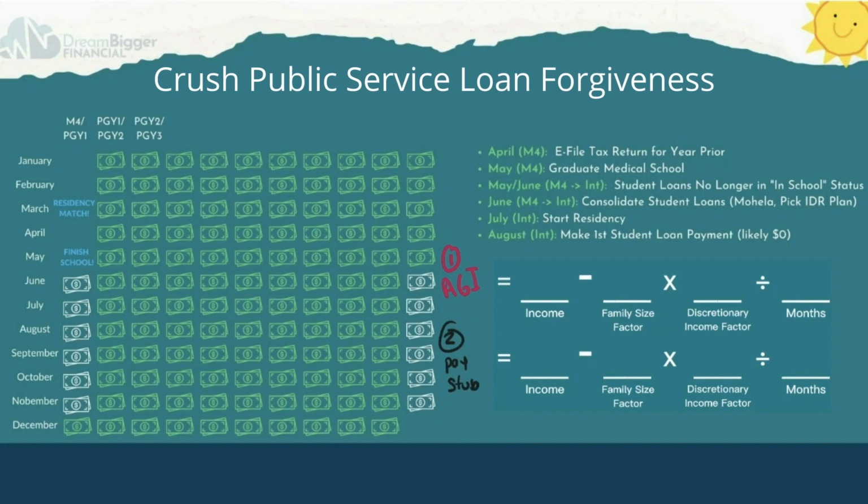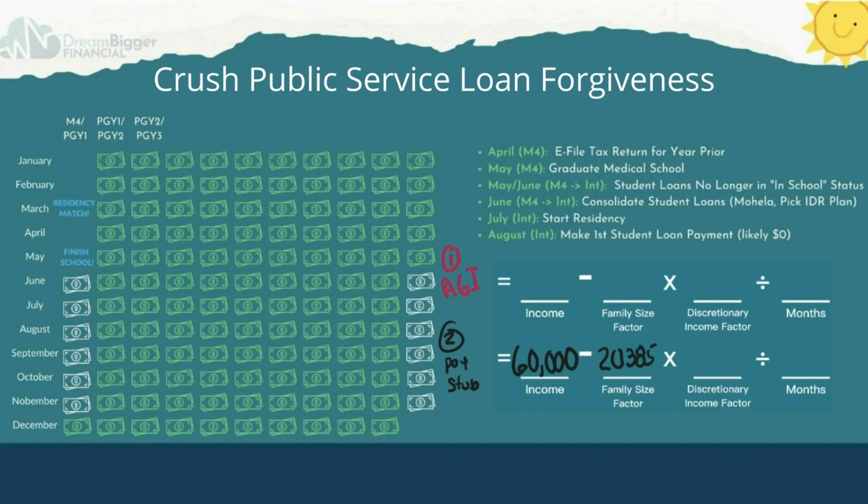In our example, we are going to say we are a single resident making $60,000, and we are going to start using method 2, our pay stub. So if we were calculating our monthly student loan payment, we start with our income of $60,000. Then we subtract out our family size factor. Because we are a single resident, as I'm recording this, our family size factor is $20,385. If we subtract those from each other, we are now at $39,615.